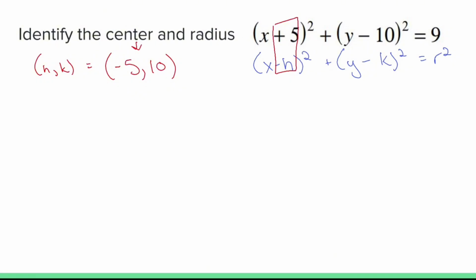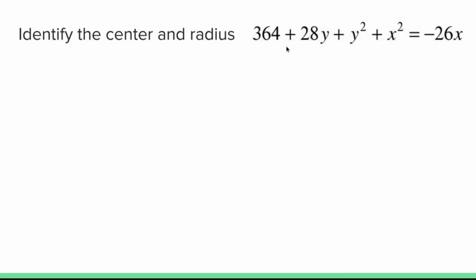Okay, not so bad. Our radius is going to be found by taking r squared and setting it equal to that 9 there. We square root both sides, but we don't attach a positive or negative because you can't have a negative radius. So the radius is going to be 3. So if I were to graph this, I would put a dot at negative 5, 10. I would go out 3, draw your circle. Easy peasy lemon squeezy.